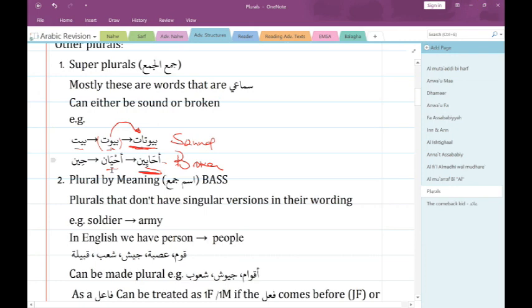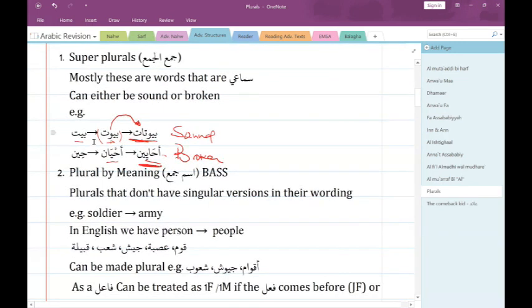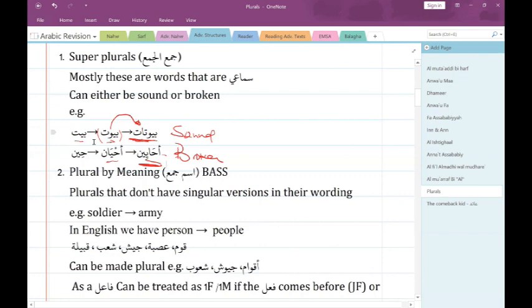Some words might have a bit of both. Some words might have jam'ul jam, super plurals, and so on and so forth. You understand? So that's just at the back of your mind. You have to have that. If you don't have that, you'll be confused. You'll be like, why are we even discussing all this stuff? Yeah, so just know that some words have this, some words have that. So that's the first category, super plurals. Basically, you take a plural and make it into an even bigger plural.